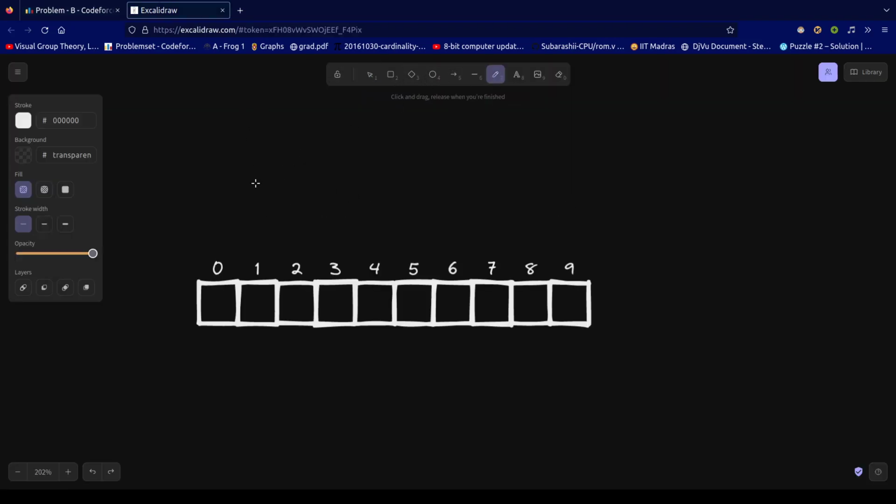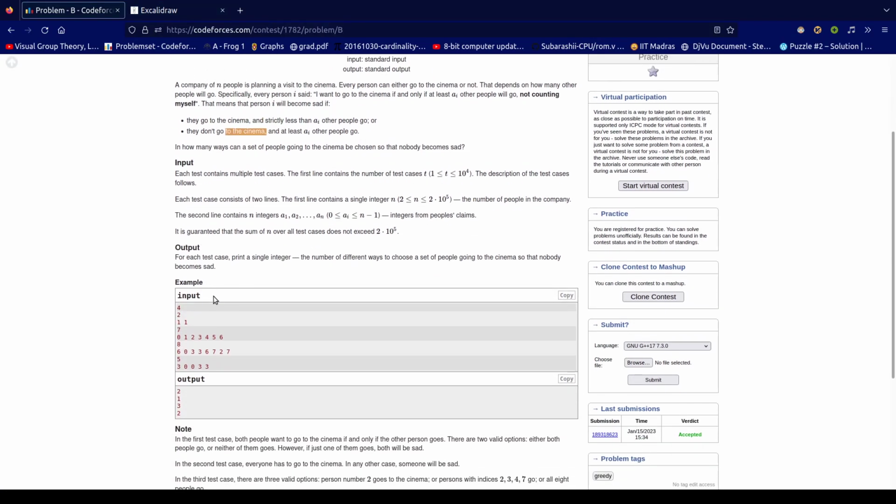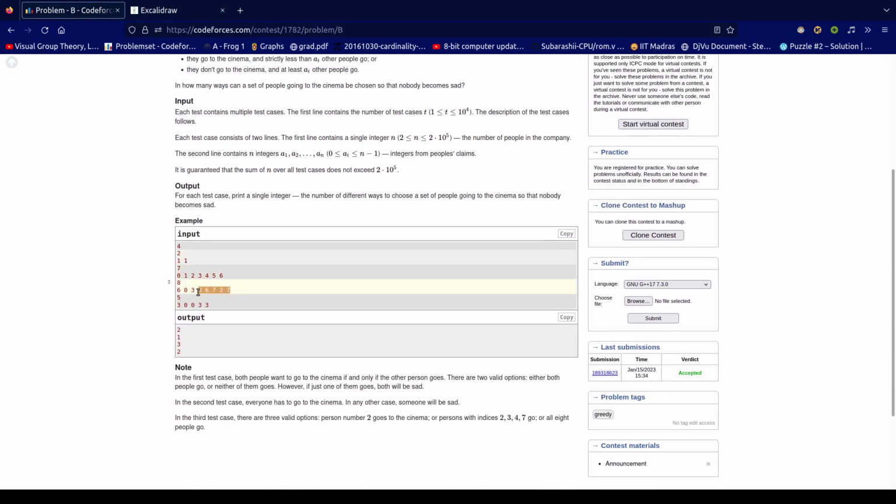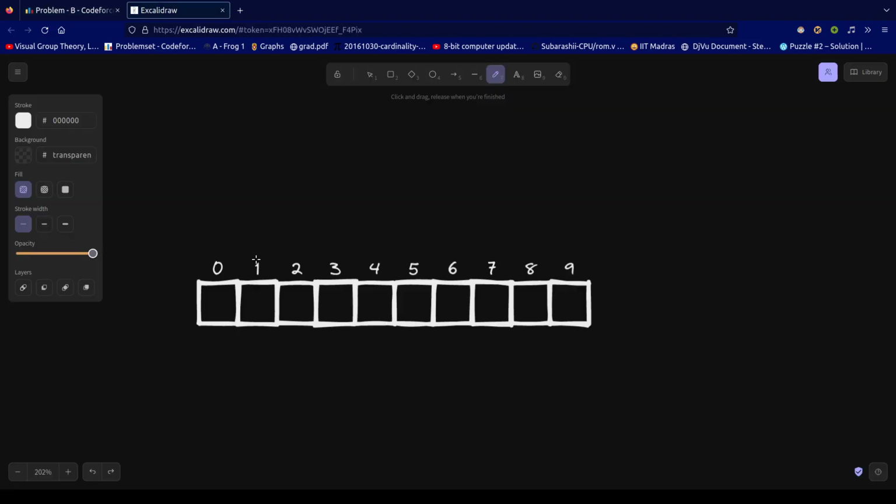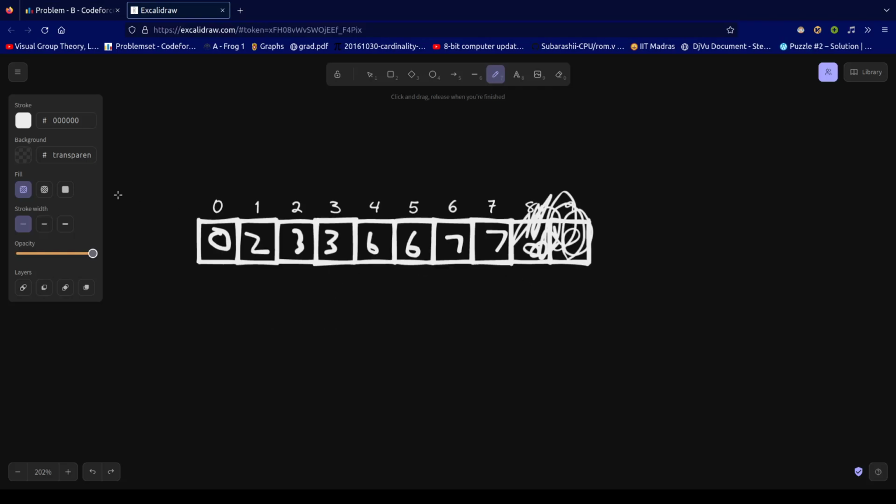Now let's think about this. We have some sorted array over here, and actually I'm just going to take the case of this example over here because I think that's a very nice example. So if you write the array in sorted order, that will just be 0, 2, 3, 3, and we have 6 and 6, and we have 7 and 7 also over here. Now the point is we have this sorted array over here. Now let's think about this array.